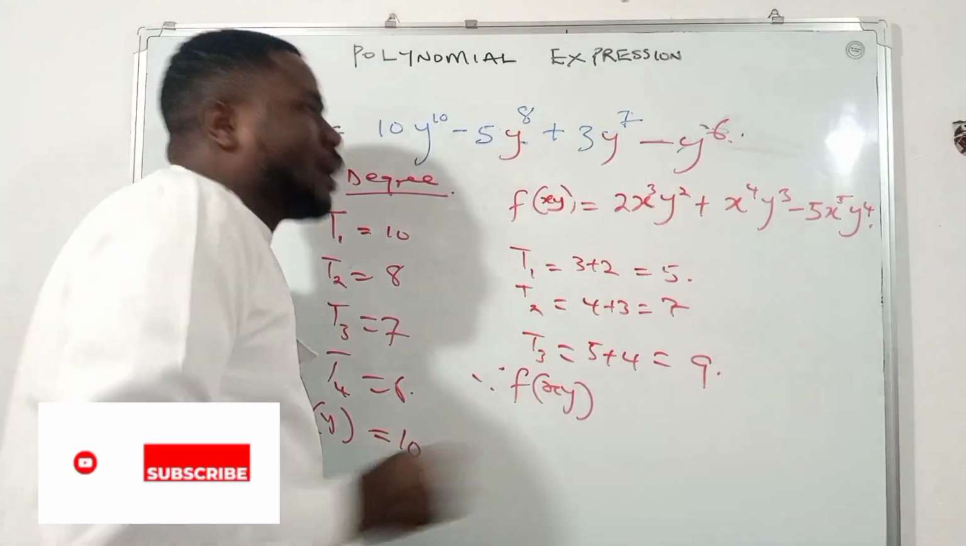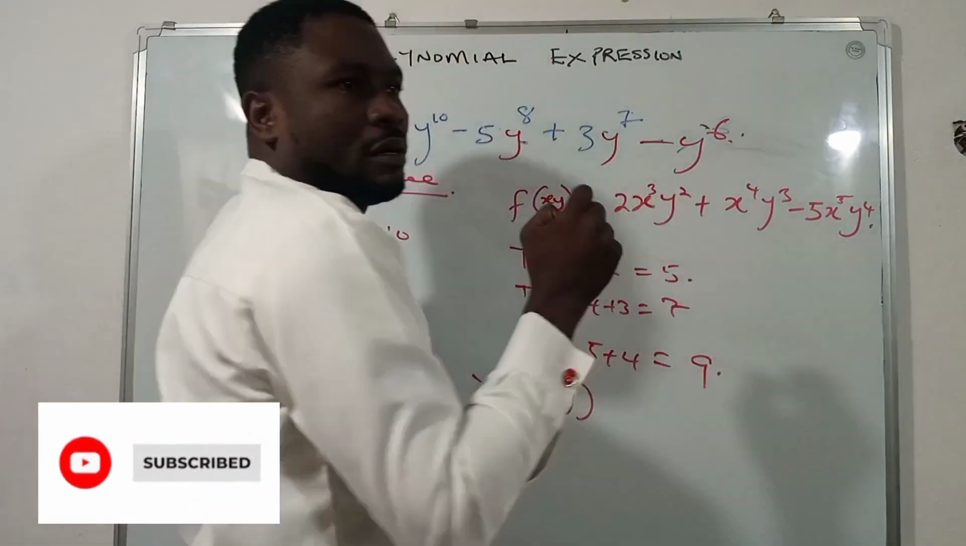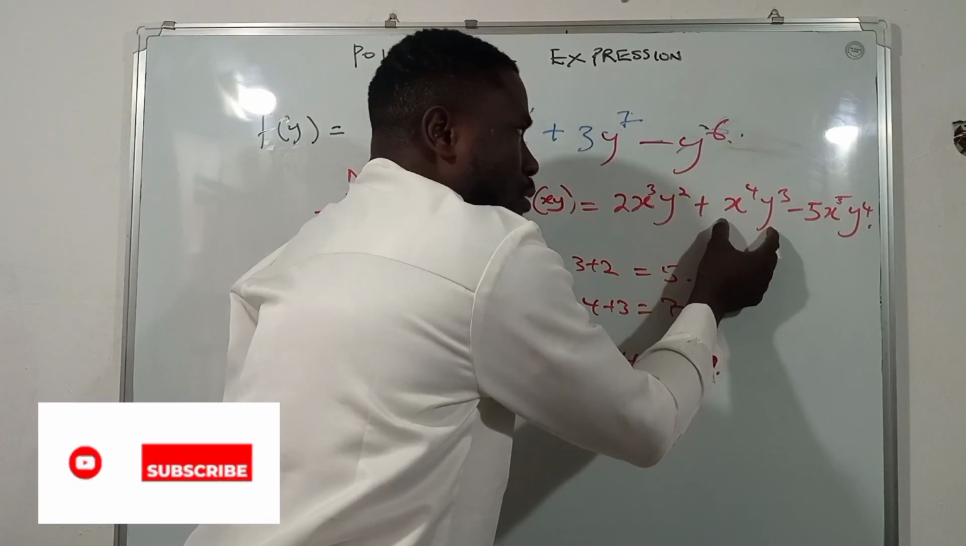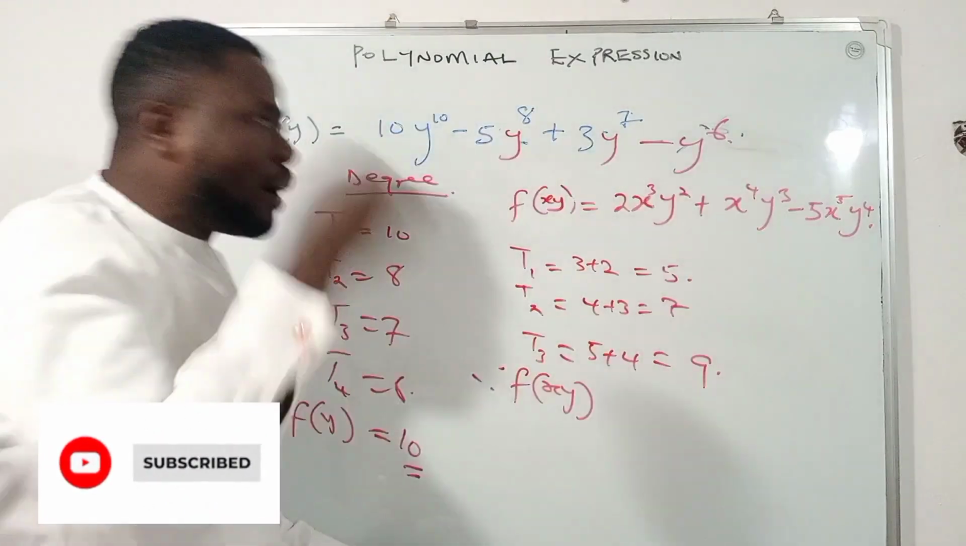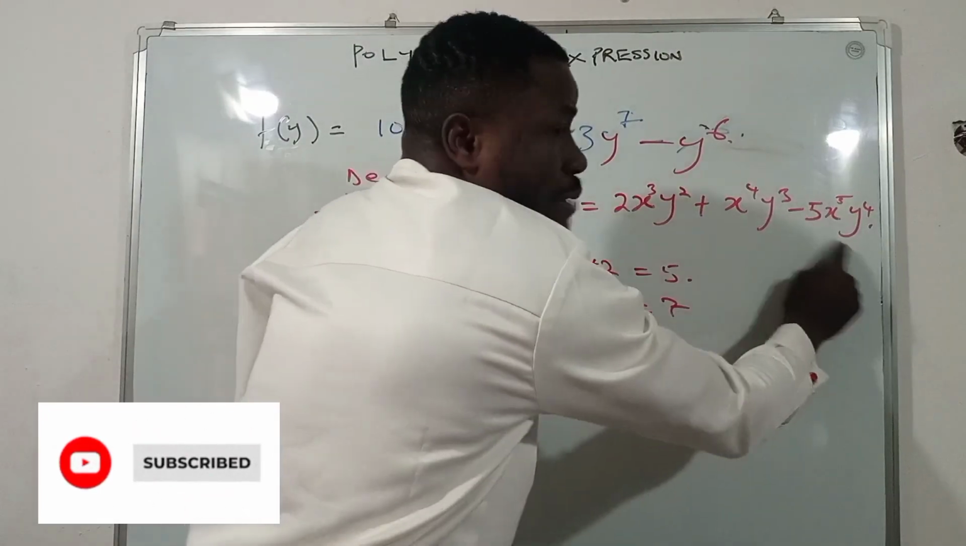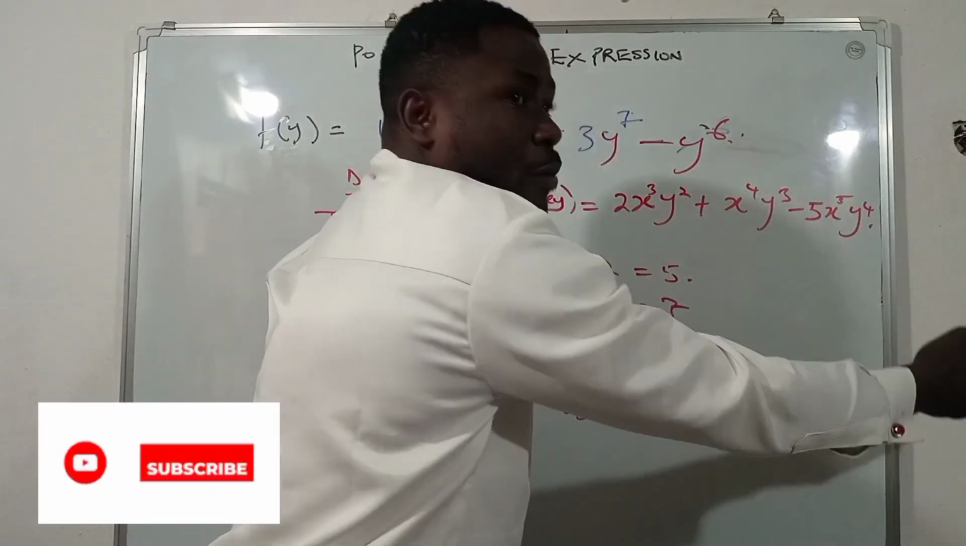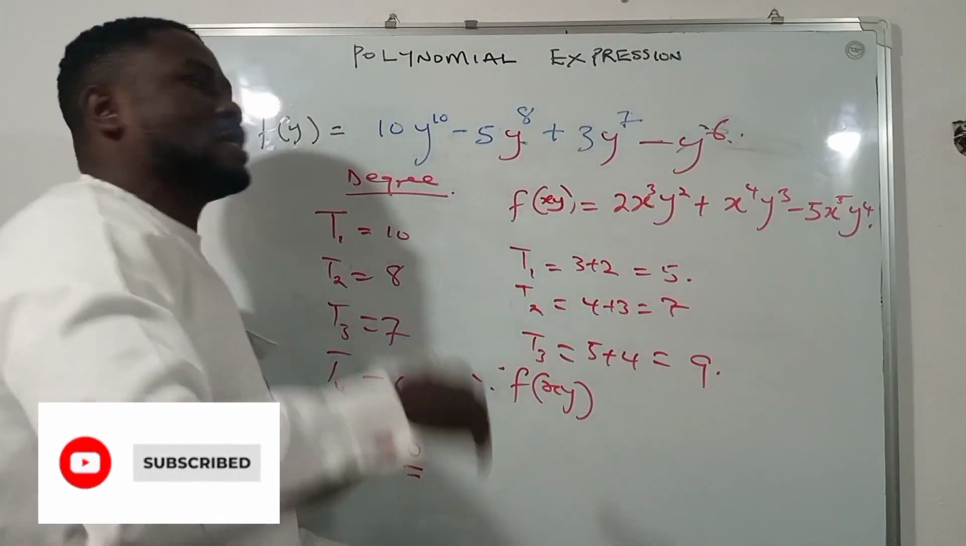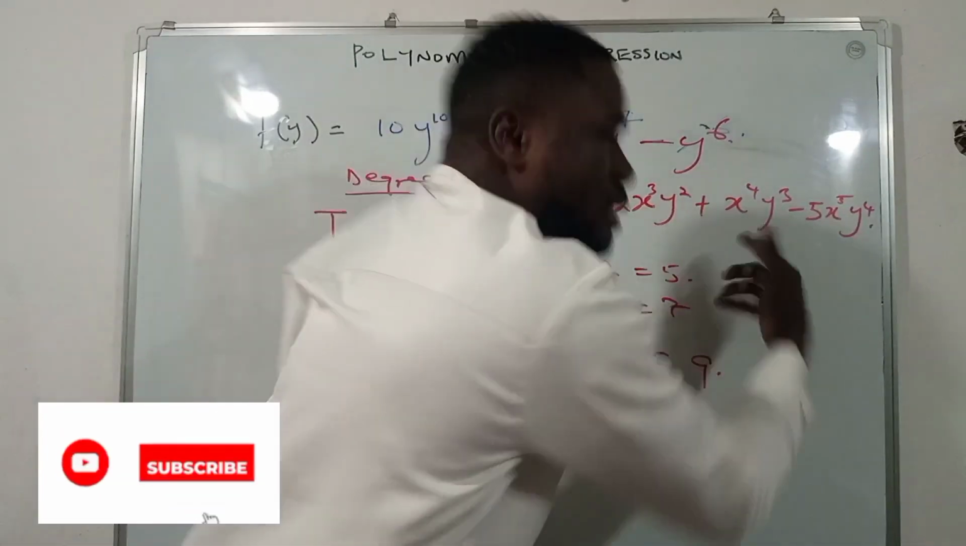But if they say, what is the degree of the third term? Of course, this is the third term, the answer will be what? 7. If they say what is the degree of the third term, this is the third term, the answer will be what? 9. If they say what is the degree of the second term, this will be the answer, 7, 4 plus 3.